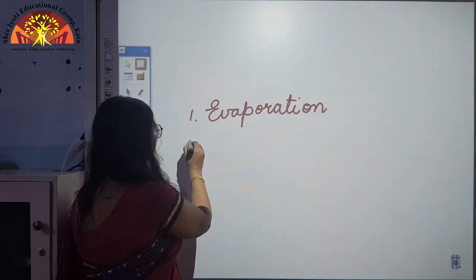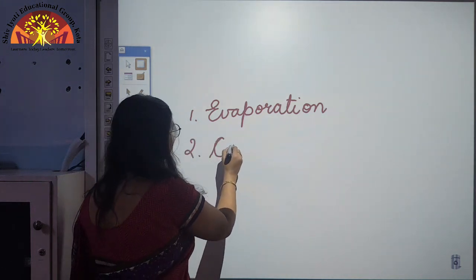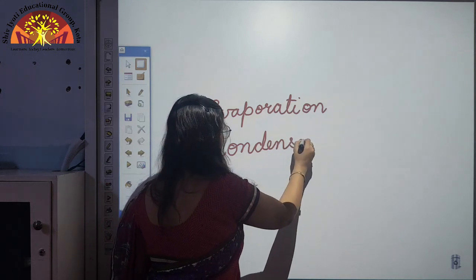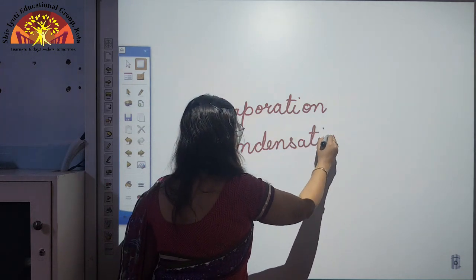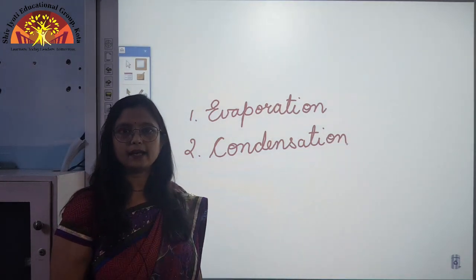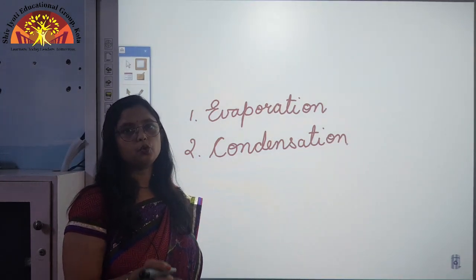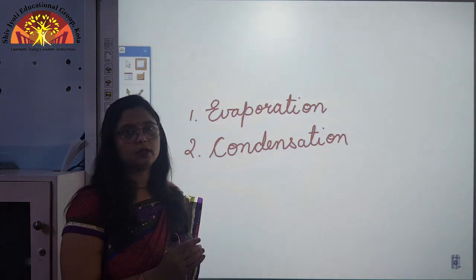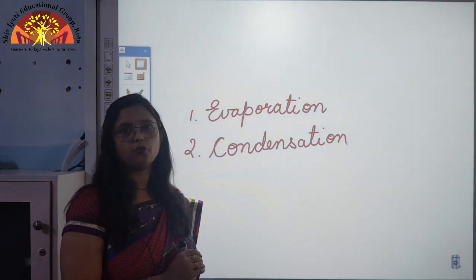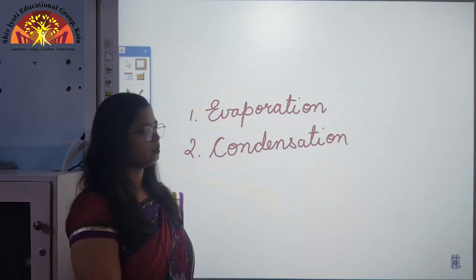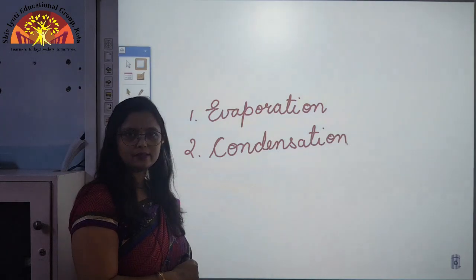vapor. The second term here is condensation. So condensation here is the process by which gases change into liquid form. When gases are cooled down, they get converted into the liquid form of water. So here, when water vapor changes into drops of water, the process involved is condensation.